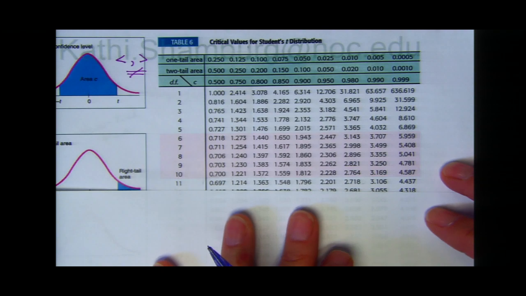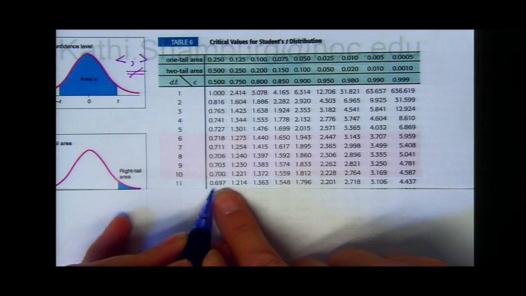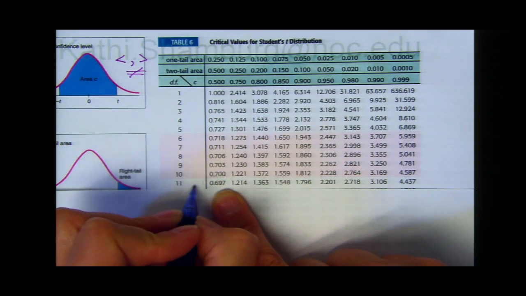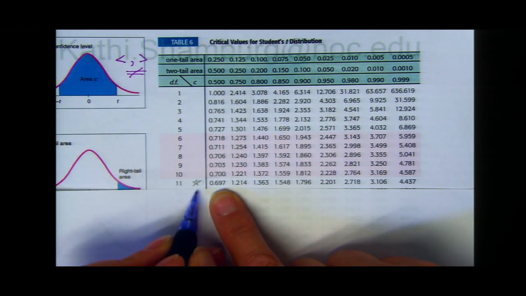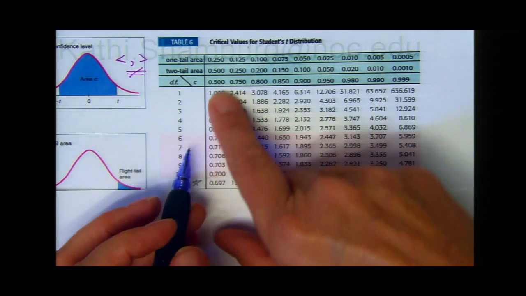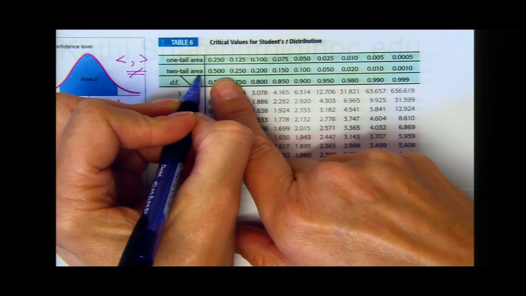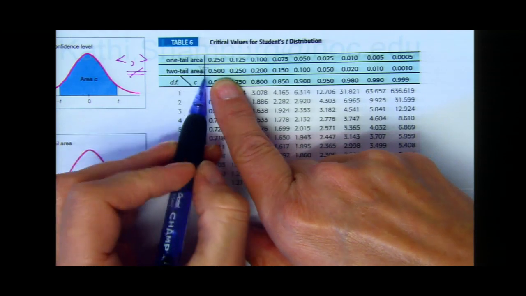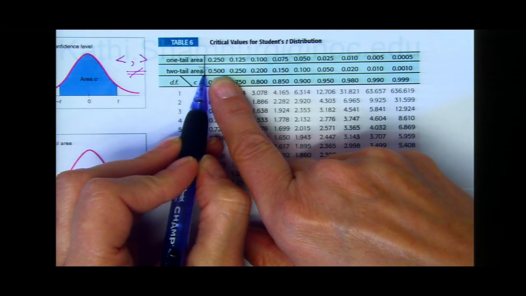Okay, so we're at DF of 11, and the smallest number is 0.697, and I'm looking for 0.234. 0.234 is smaller, so it would be to the left of this number. I'm looking at the two-tailed test, so I'm going to come up here to the two-tailed test, and I would know the p-value I'm looking for would fall to the left of 0.5.